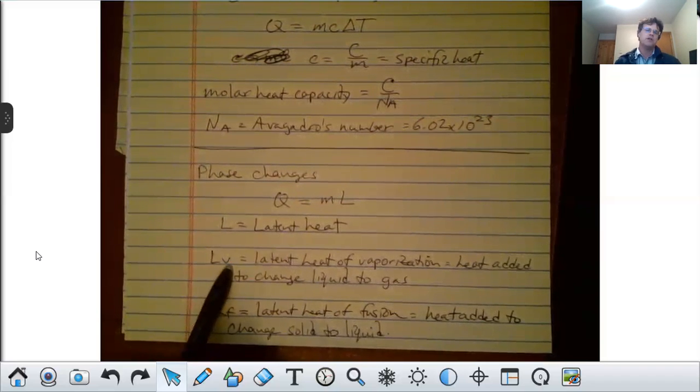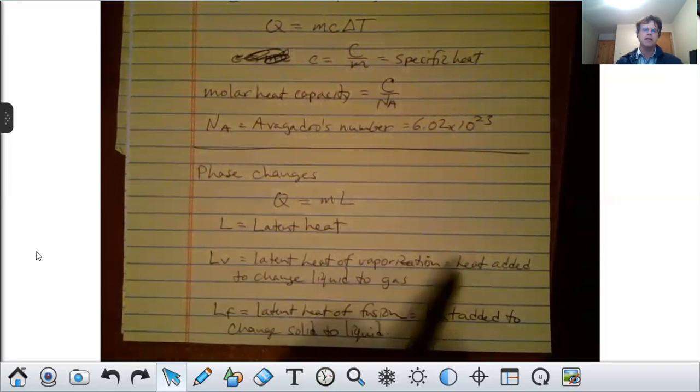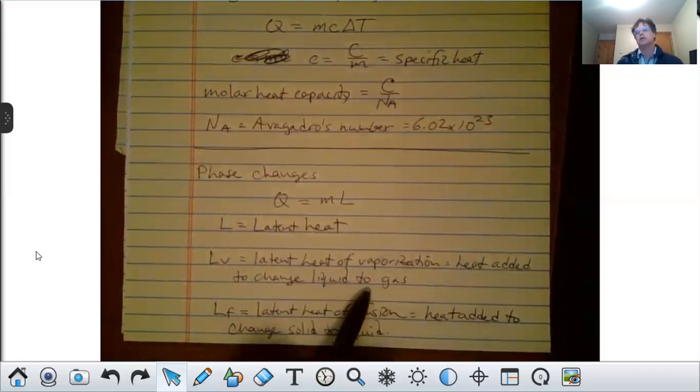So L sub V is often used for latent heat of vaporization. This would be the heat added to change a liquid to a gas, to make a certain mass of water boil. Now it could go backwards. If you're adding heat, you have a positive Q. But if you're subtracting heat, maybe you're taking heat away from the steam, you've got a negative Q. Well, you could lose enough heat that you change all that steam into water, it condenses.